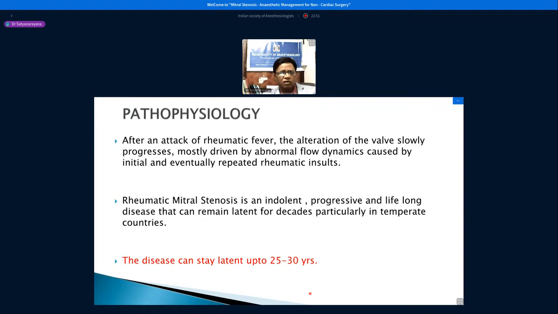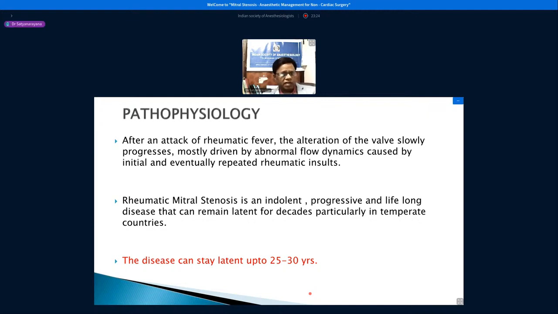I want all the PG students to concentrate on how the pathophysiology, as the disease progresses, is responsible for all the complications. After an attack of rheumatic fever, there is progressive alteration of the valve, mostly driven by abnormal flow dynamics caused by initial and eventually repeated rheumatic insult. It's not a single episode of rheumatic infection; it is repeated insult of rheumatic fever causing all the pathological anatomical changes in the rheumatic valve.